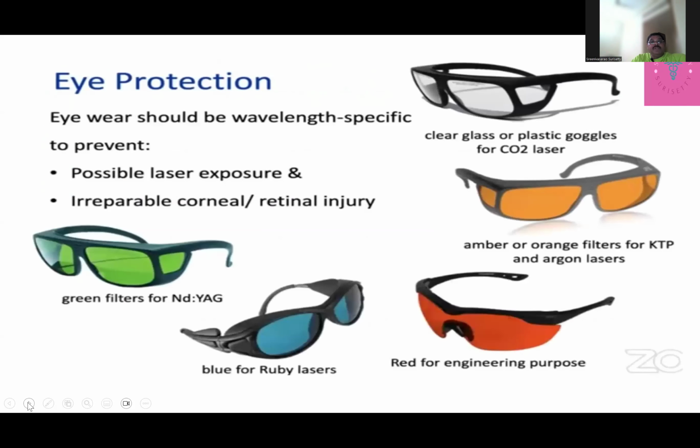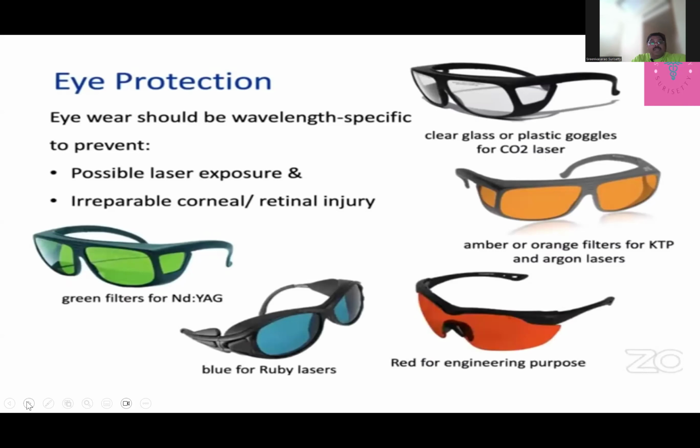So these are the different colors of glasses we use. If you use the Nd:YAG laser, you have to use green filters. If you use ruby lasers, you can use blue filters. For KTP and argon lasers, you can use amber colored glasses, and clear glasses and plastic goggles will be used for the CO2 laser.